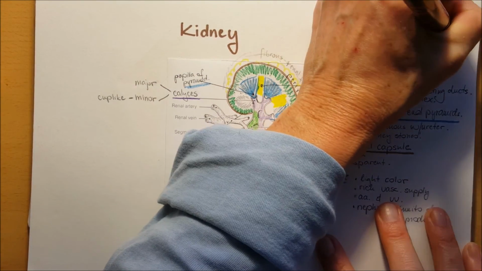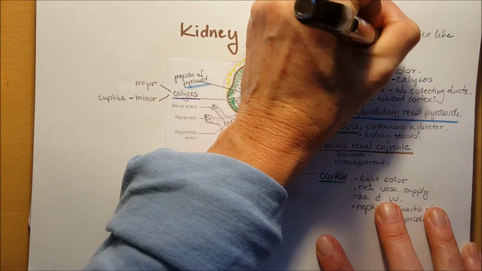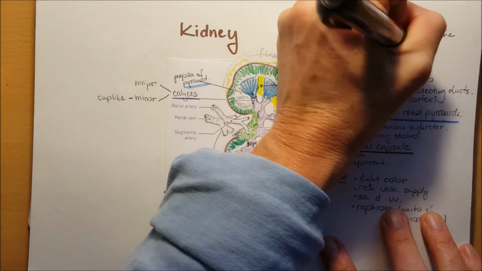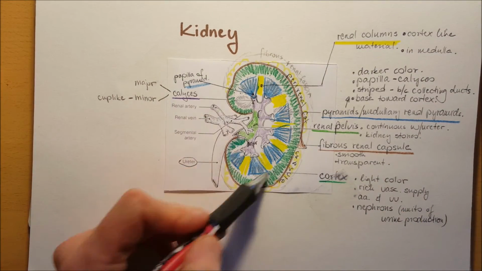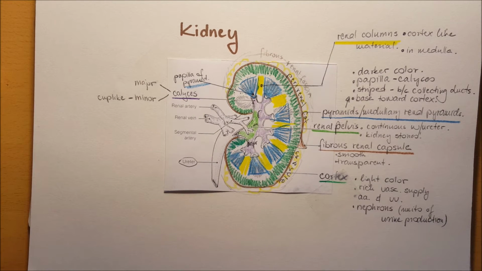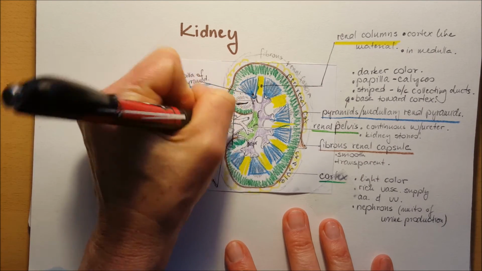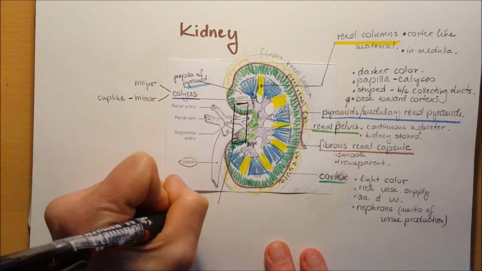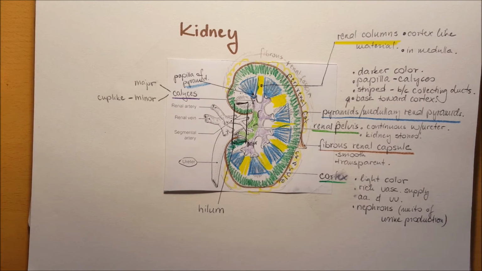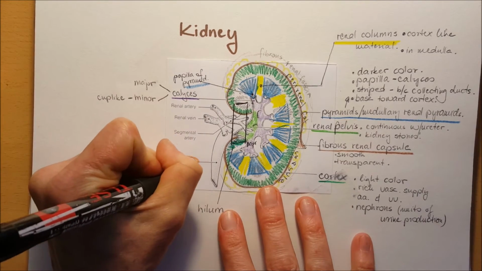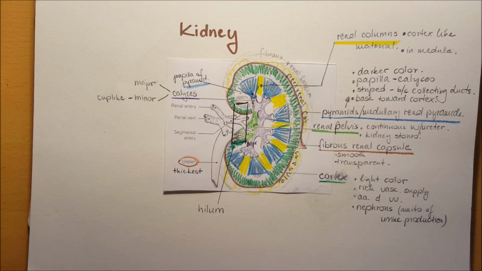Let's talk about the vascular supply to the kidney. The vessels, the arteries and the veins, and also the ureter go through the opening, and the opening of the kidney is medially located, and it's called the hilum. Now, the ureter is leaving the kidney, and it's the thickest one, so that's how you can identify it. The renal vein is the thinnest structure at the hilum, and the renal artery is in between.